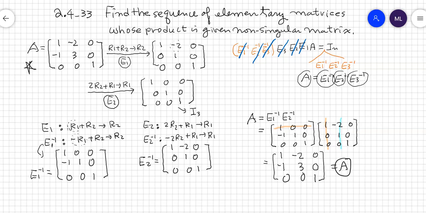So that's what I mean by using, so we're using the inverse of elementary matrices, the product of inverses.